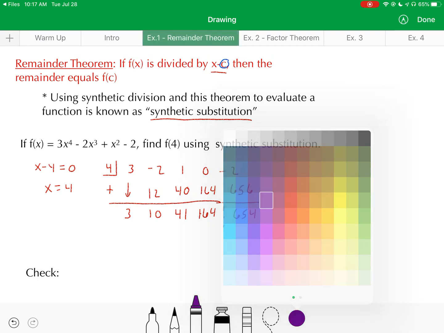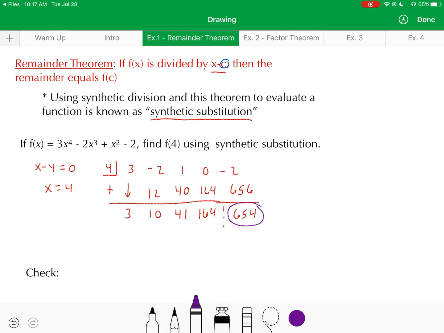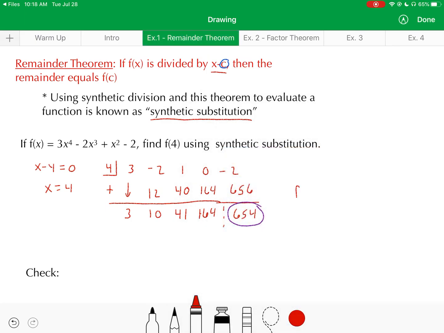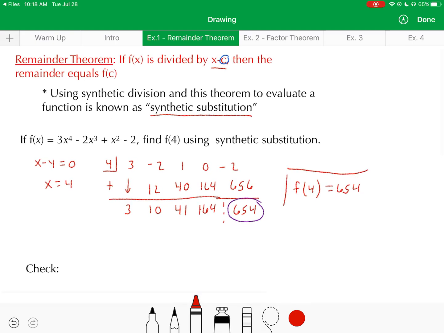And this number right here is what I'm most concerned with. That remainder theorem says that the remainder from this division process is equal to the function evaluated at, in this case, 4. Okay, so we're saying that f of 4 equals 654. Okay.